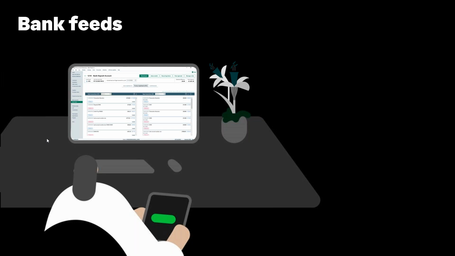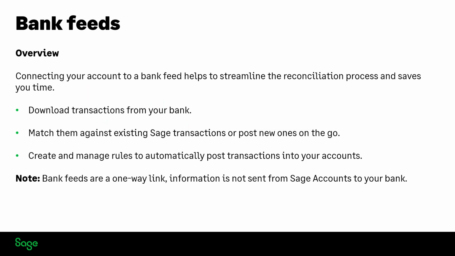So bank feeds, what is it all about? It's essentially a way of connecting Sage to your bank to help streamline the process that we've just gone through, that matching exercise. So you do it in the bank feeds area rather than within reconciliation. Rather than accessing your online banking or waiting for your bank statement, those transactions will be downloaded automatically for you.